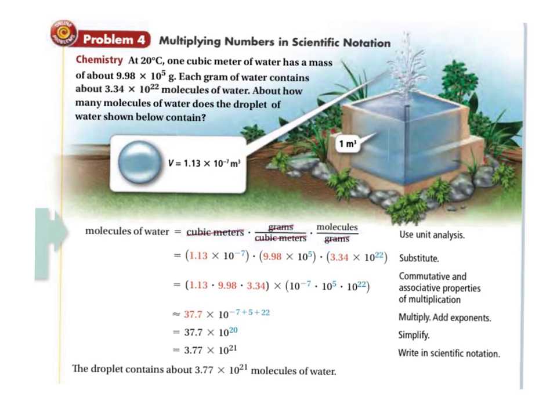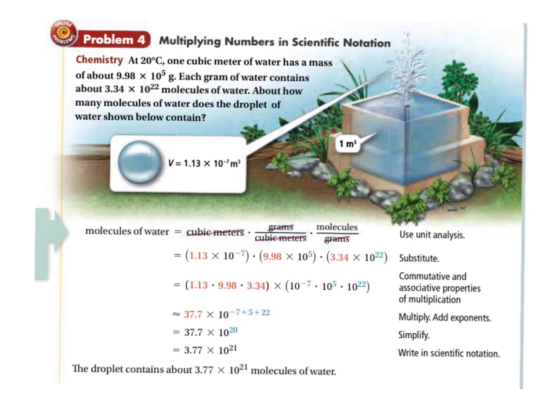Alrighty, so multiplying numbers in scientific notation again. Story problems, I love that. It says at 20 degrees Celsius, 1 cubic meter of water has a mass of about 9.98 times 10 to the 5th grams. Each gram of water contains about 3.34 times 10 to the 22nd molecules of water. But how many molecules of water does the droplet of water shown below contain?